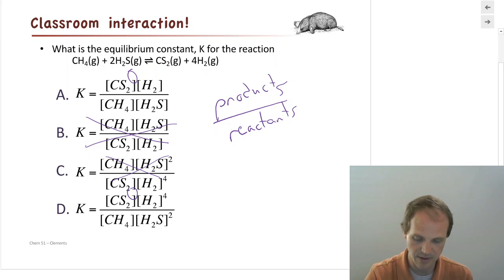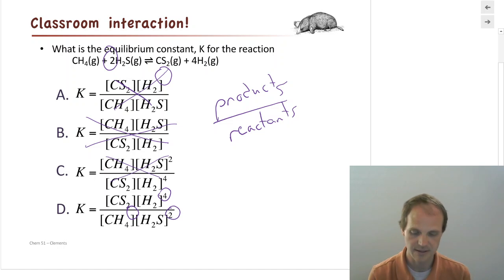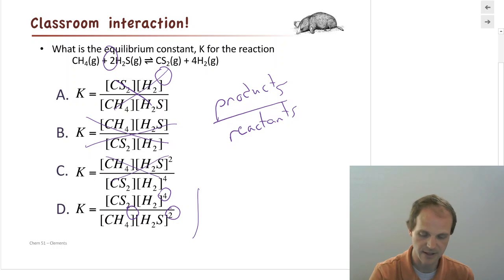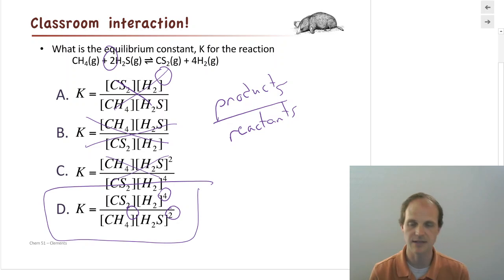There's a 1 there and a 1 there, so we're good. H2 should have a 4. It doesn't have a 4. It does have a 4 there, so we know it's not that one. But let's check it just to make sure. CH4 has a 1, and H2S has a 2. All right, so that tells us that D is the answer here. That's our equilibrium constant for that reaction. Cool.